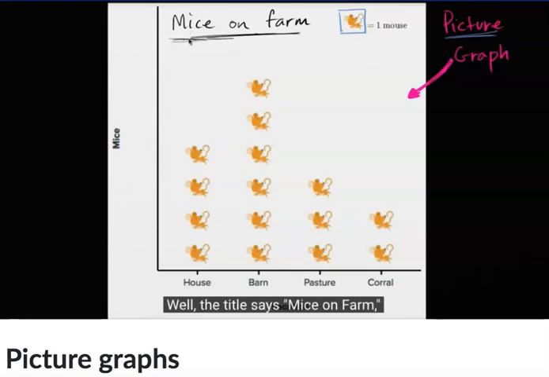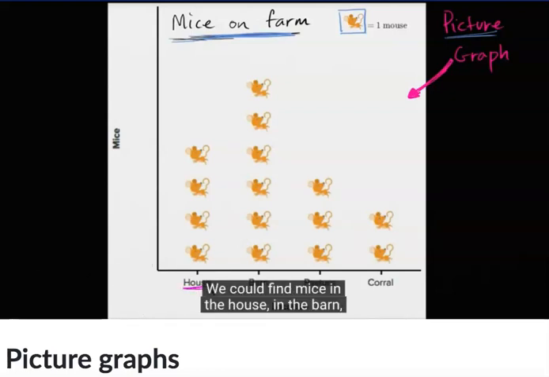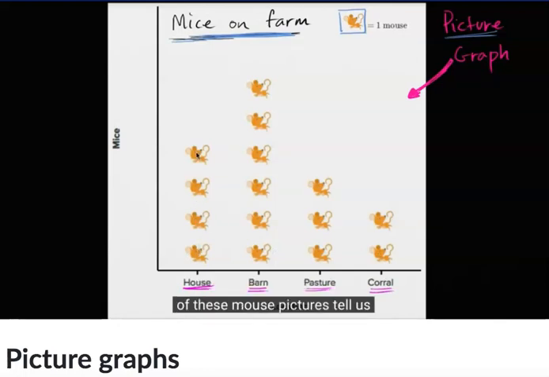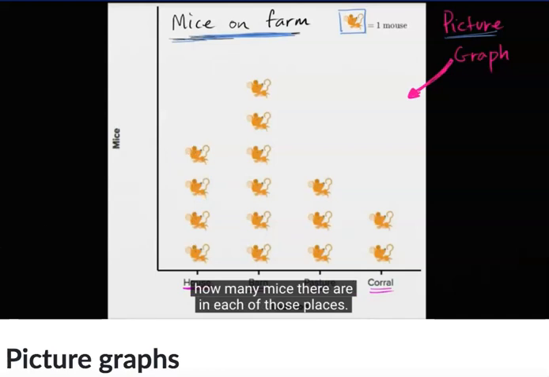Well, the title says Mice on Farm. So this tells us how many mice are in the different places in a farm. And you could see here the different places where we might find mice. We could find mice in the house, in the barn, in the pasture, or the corral. And then these stacks of these mouse pictures tell us how many mice there are in each of those places.